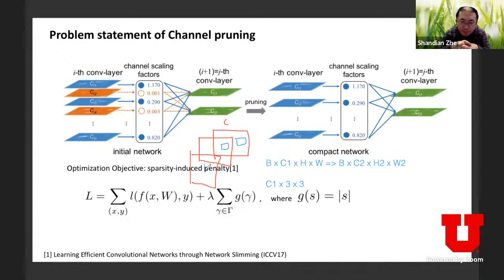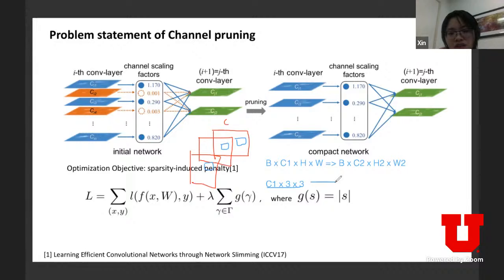It slides over the H by W feature map. And if there are C1 channels, the dimension of the filter would be C1 by 3 by 3. So it will move on the image, and for each such window it will produce a 1-by-1 output. So if the output has C2 channels, it requires C2 filters to get that.